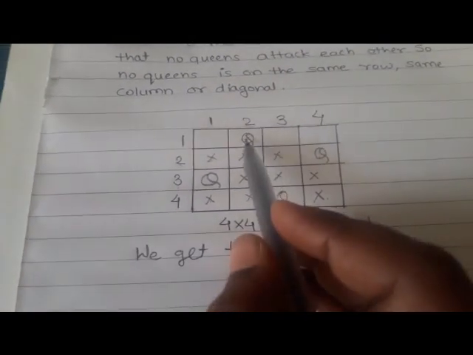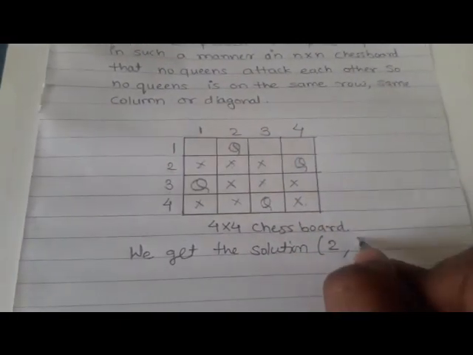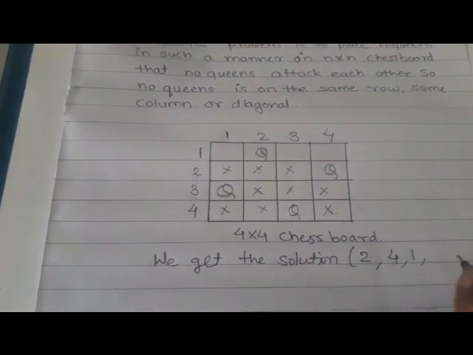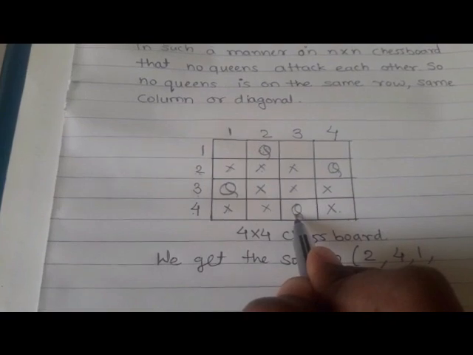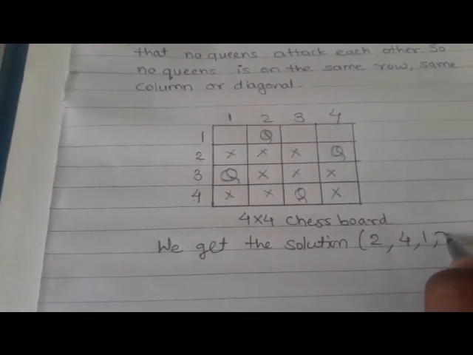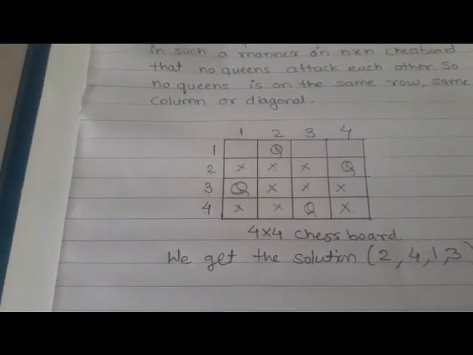First queen is placed in the second row, second column. So second column; second queen is placed at the fourth column, so that's why 4. Third queen is placed at first row, that's why first column, and fourth queen is placed at third column. So here it is 3. So this will be our solution. Now this is one of the possible solutions for the 4 queens problem.